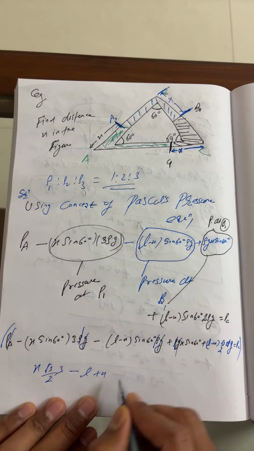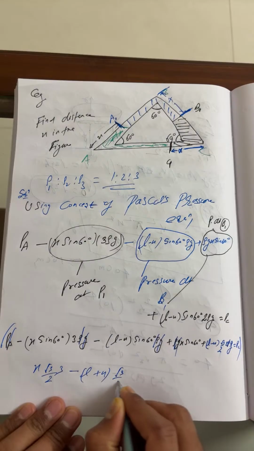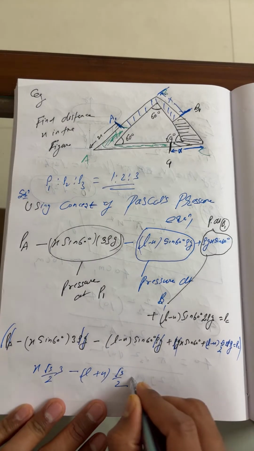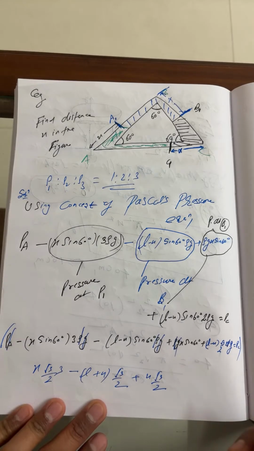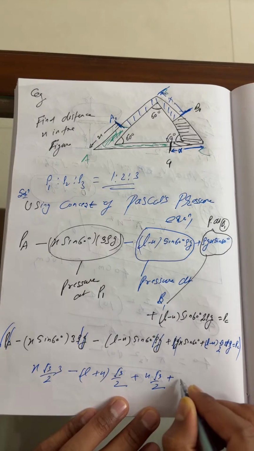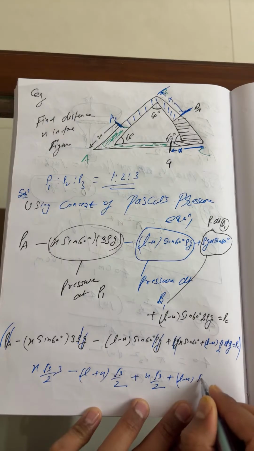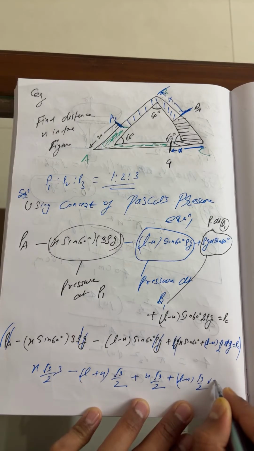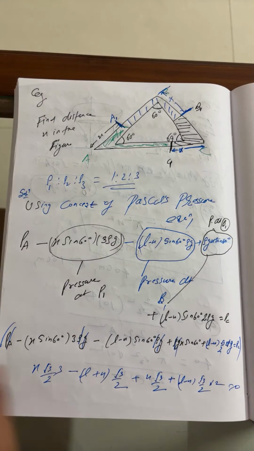and this is sine 60 here. So you can write root 3 by 2 plus x into root 3 by 2, plus L minus x, root 3 by 2 into 2, which is equal to 0.